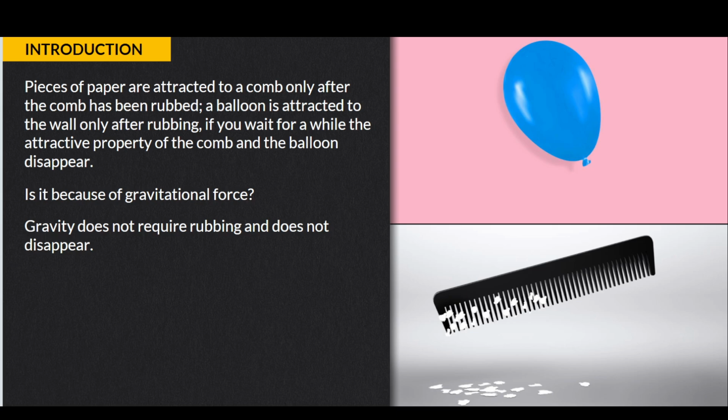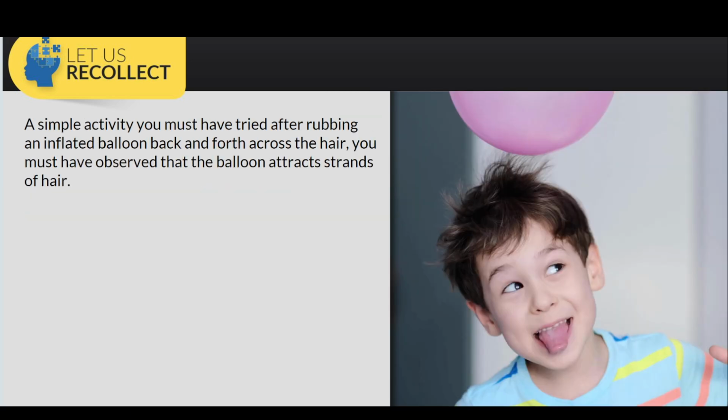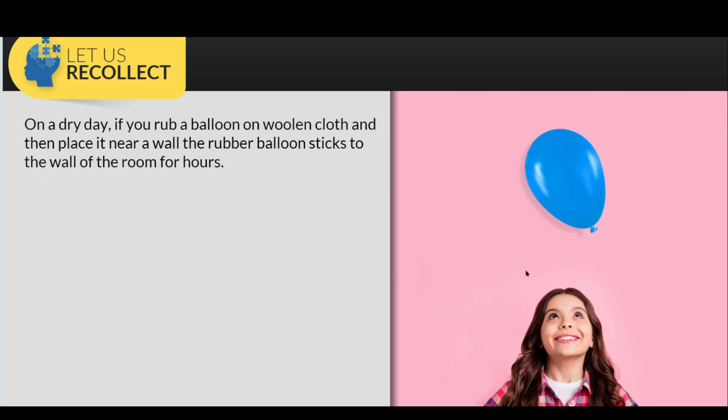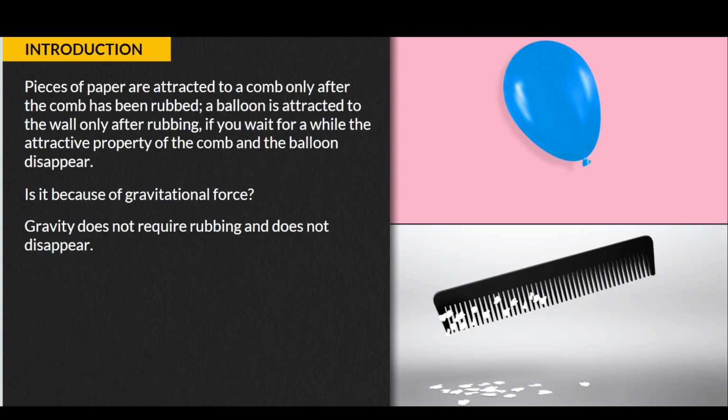Also, in all of these activities, if you notice, one thing is common: you are rubbing. Here you are rubbing an inflated balloon back and forth across the hair. Here we are rubbing the plastic comb, and here we are rubbing a balloon on a woolen cloth. So all of these require rubbing. A comb only attracts pieces of paper after the comb has been rubbed. A balloon is attracted to the wall only after rubbing. And if you wait for a while, this attractive property of the comb will disappear.